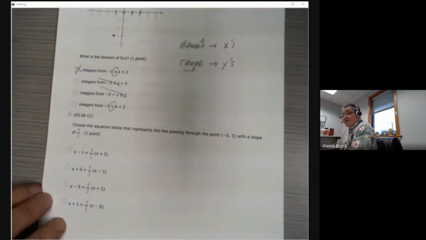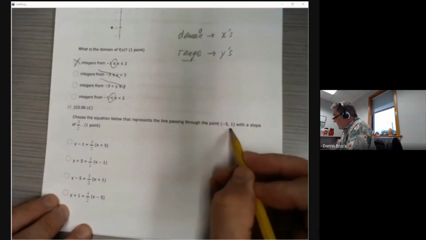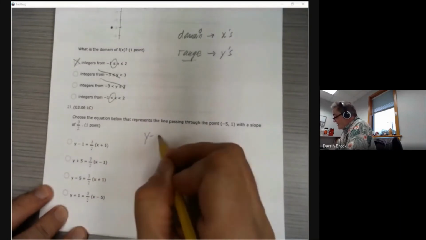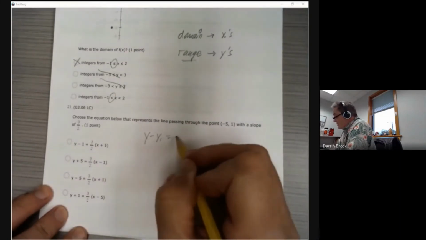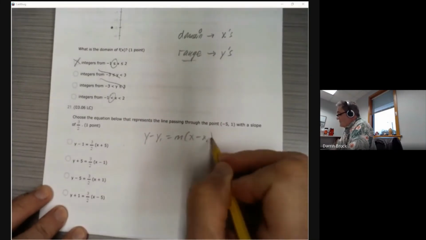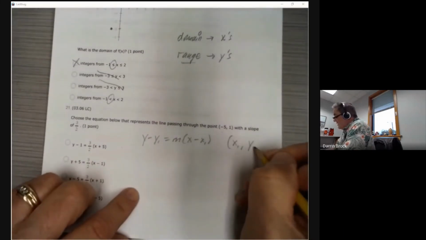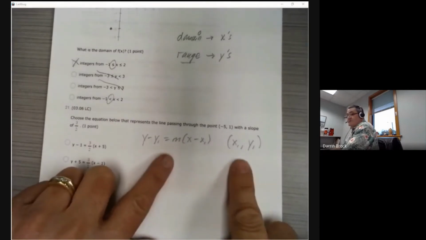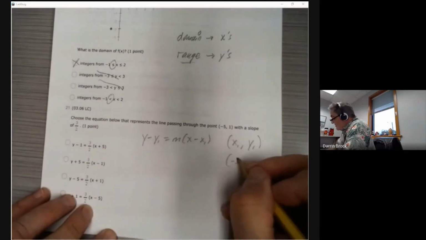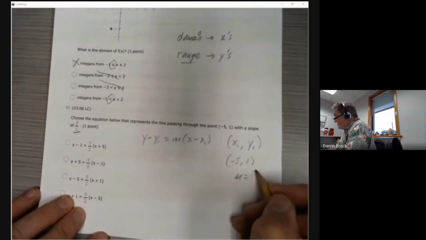Okay, choose the equation below that represents the line passing through the point -5, 1 with a slope of 3/2. Okay, this is the point slope formula. Remember, y minus whatever the y is equals the slope, then x minus whatever the x is. This is your point, x1, y1. That's the equation. So if our point is -5, 1, and our slope is 3/2, m equals 3/2.